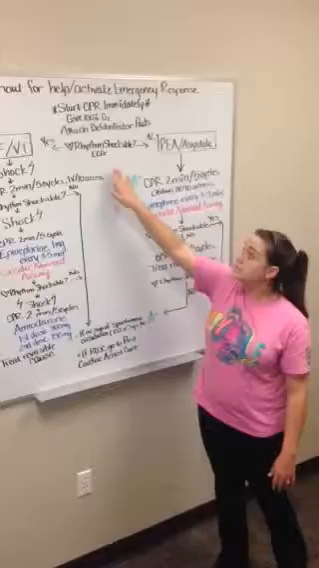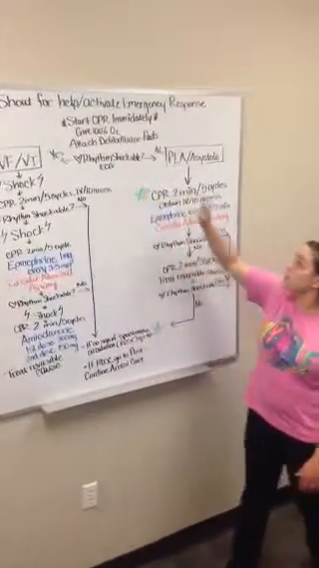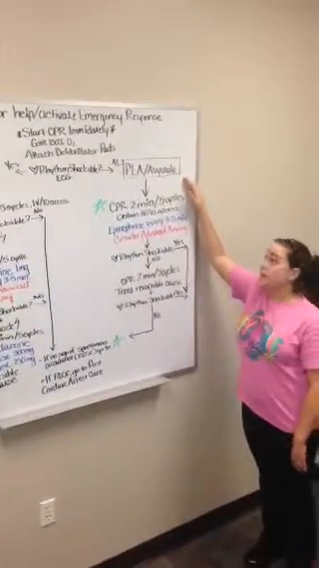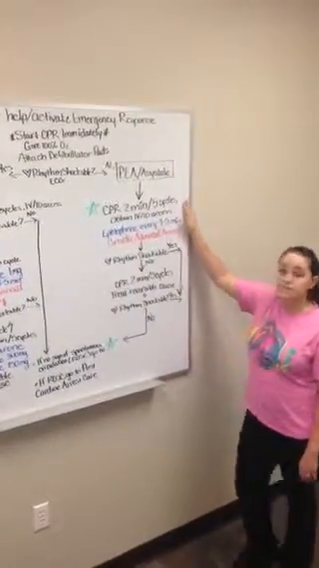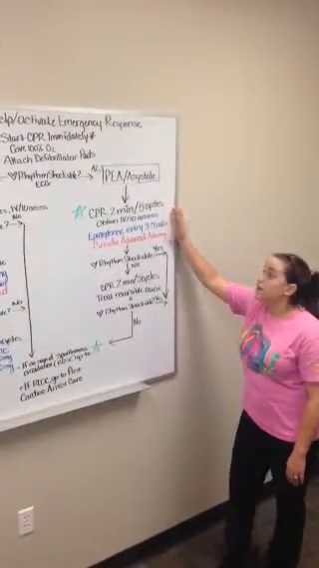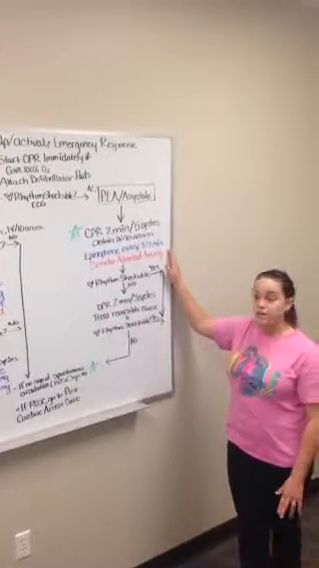If you're not able to deliver the shock, you're going to go to the pulseless electrical activity, asystole side of the algorithm. Basically, you're going to give CPR, once again, 30 compressions, 2 breaths. Obtain IV/IO access. Give epinephrine every 3 to 5 minutes.